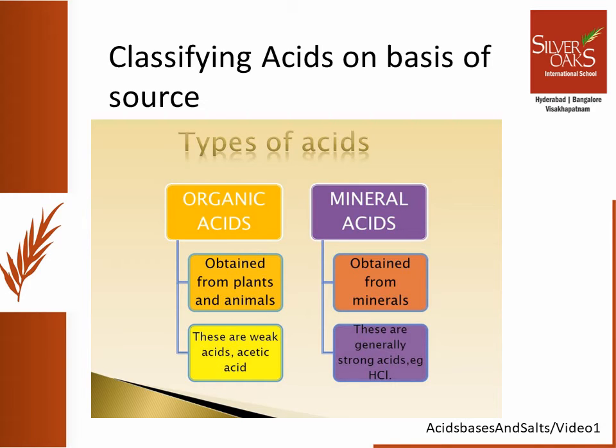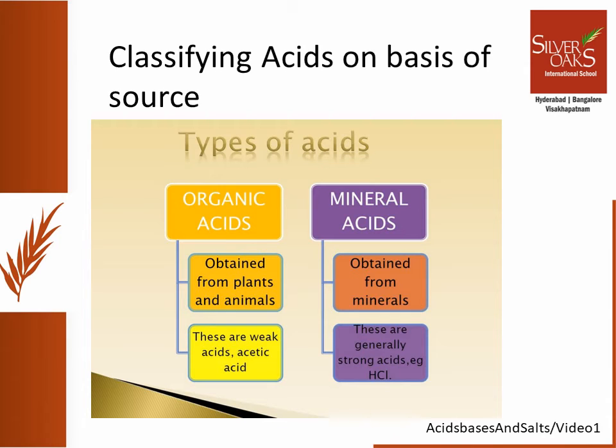Another way to classify acids is on the basis of source. We have organic acids which are obtained from plants and animals. These are mostly weak acids. That is, they do not ionize completely. Hence, their pH range would be around 4 to 6.